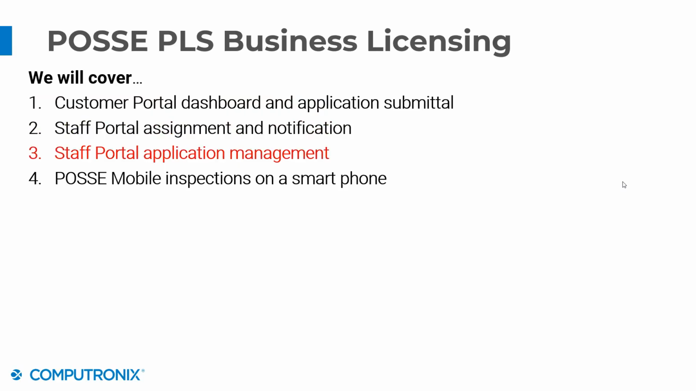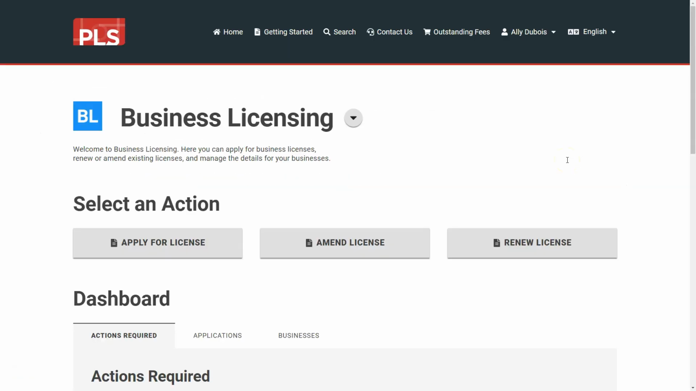the staff portal can be used by office staff to create inspections, review applications, and process renewals, and how staff in the field can be notified of an assigned inspection and complete these inspections from their phone or tablet. Let's get started by submitting an online application from the customer portal.